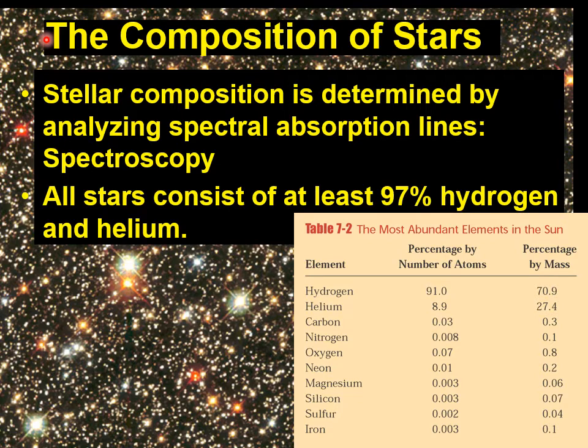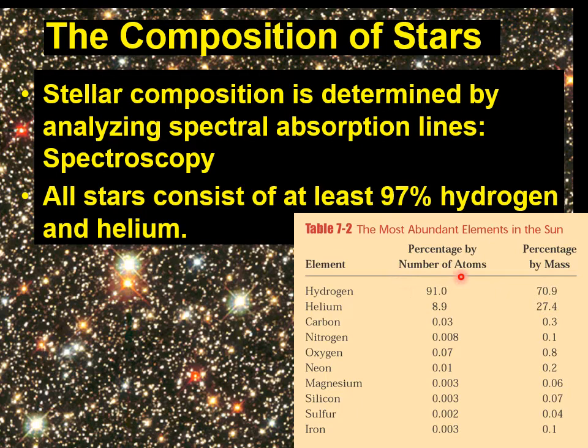So what are the stars made out of? Well, the composition of stars is determined by analyzing the spectrum that the stars produce. Remember, this is that science called spectroscopy, which we looked at earlier in the course when we studied atoms. So using spectroscopy, scientists and astronomers were able to figure out the exact composition of stars. It turns out that all stars in the universe, as far as we know, consist of at least 97% hydrogen and helium. The rest of the elements are the heavier elements.